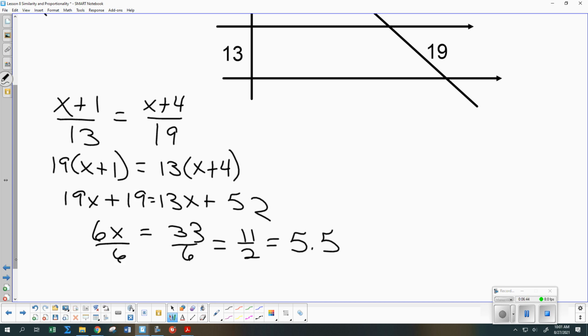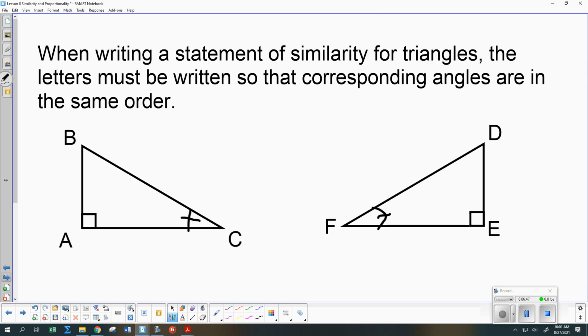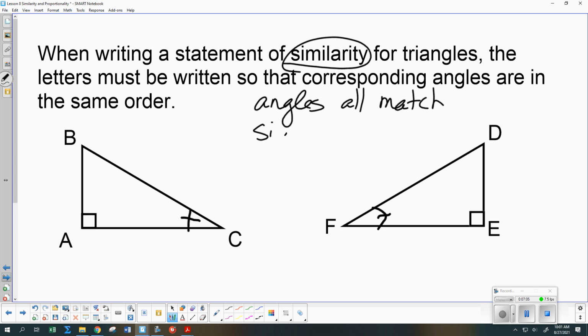Changing gears a little bit in this lesson now, we're going to talk about similar figures. Similar figures are going to be ones where the angles all match up, and the sides are proportional. When we are writing the congruence or the similarity statement, order matters.